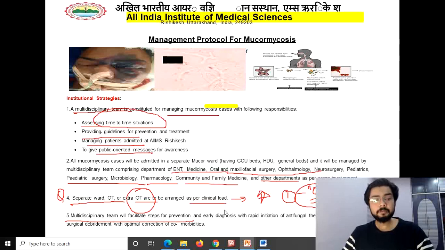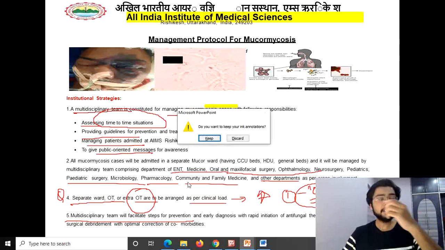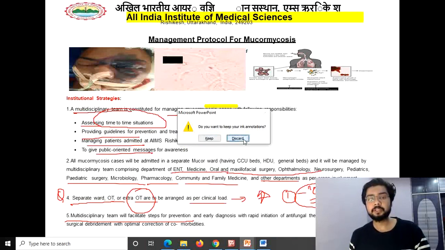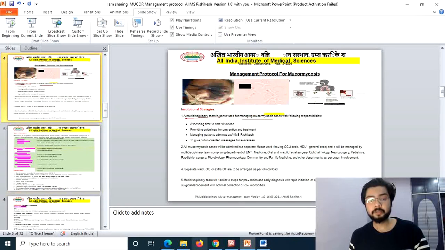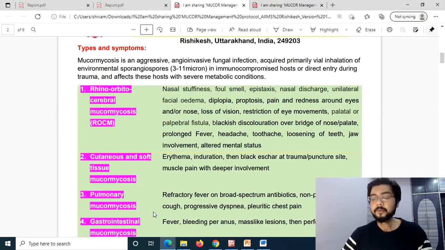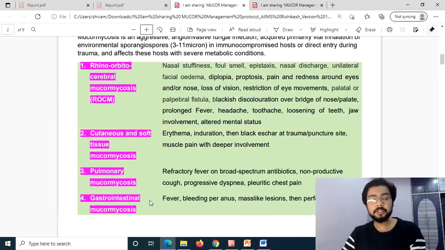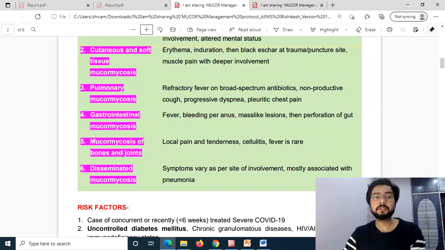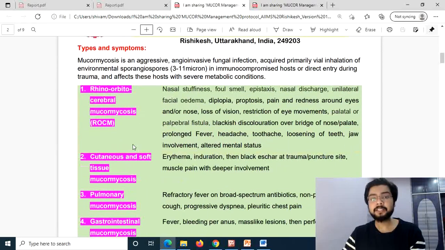Now, mucormycosis does not only cause rhinocerebral mucormycosis, it causes different types of mucormycosis. I'll show you. It not only causes sinus mucormycosis, which is the rhino-oculocerebral mucormycosis, but also a variety of other types that you should know. One is rhino-orbitocerebral mucormycosis, another is cutaneous and soft tissue mucormycosis, pulmonary mucormycosis, gastrointestinal mucormycosis, mucormycosis of bones and joints, and disseminated mucormycosis. The symptoms and signs of these you can read.